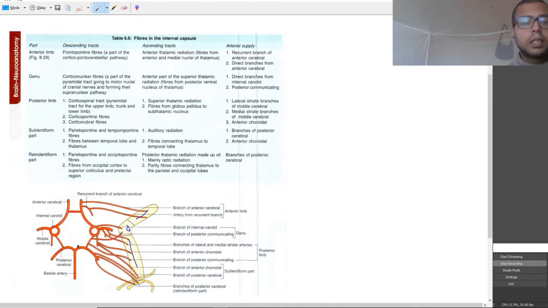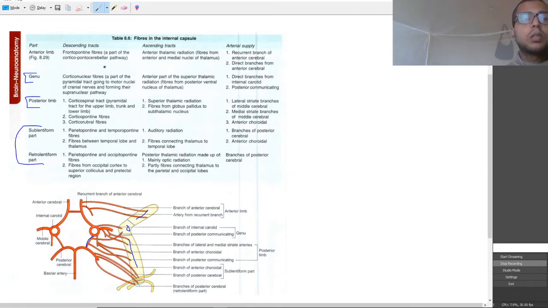anterior cerebral artery, and the sublentiform part and retrolentiform part are generally supplied by posterior cerebral artery, and the posterior limb is supplied by middle cerebral artery. The genu is supplied by internal carotid artery and posterior communicating artery. Here you are seeing this posterior communicating artery, and from here the blood supply is going towards the genu. So in a nutshell, this is the blood supply.